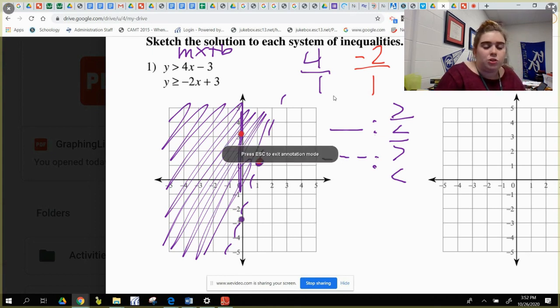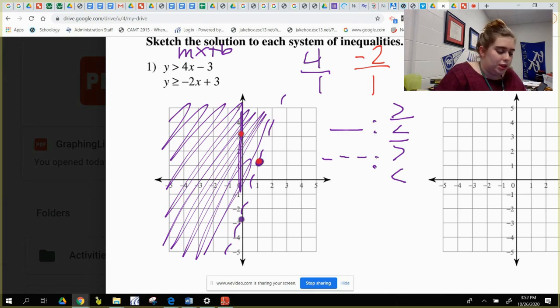Now we can draw a line through those 2 points. Let's think about whether we're going to draw a solid line or a dotted line. This one is greater than or equal to, so we're going to draw a solid line.